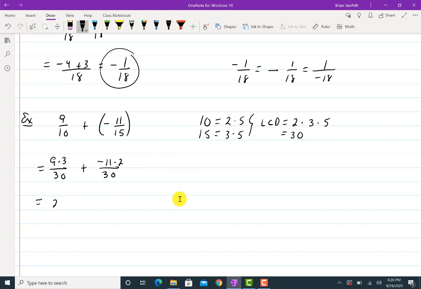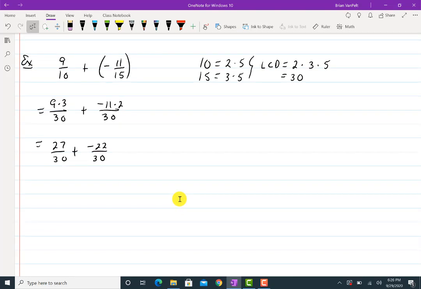So we get 27 over 30 plus negative 22 over 30. Of course, this is 27 minus 22 over 30. That's just 5 over 30. And that happens to simplify. 5 does go into 30 6 times. And we're left with 1/6.